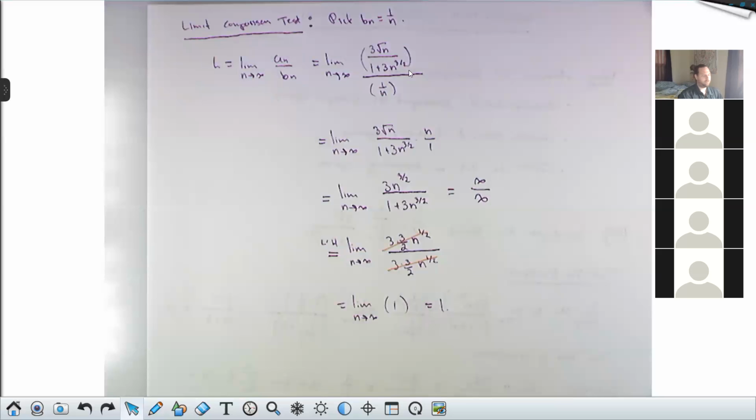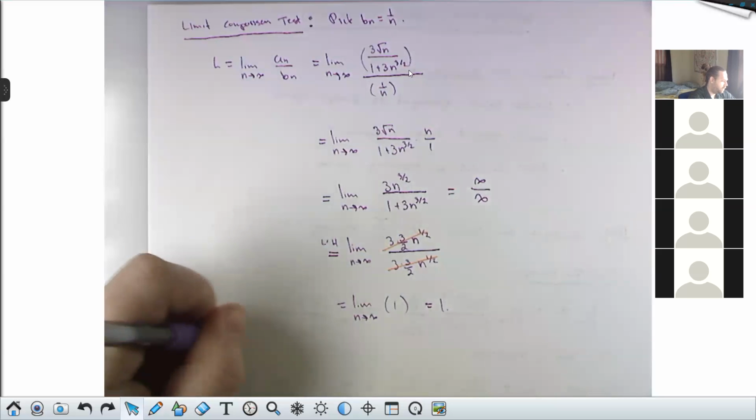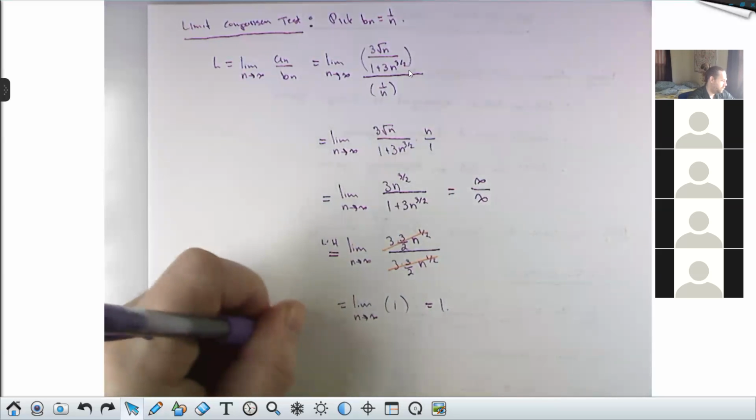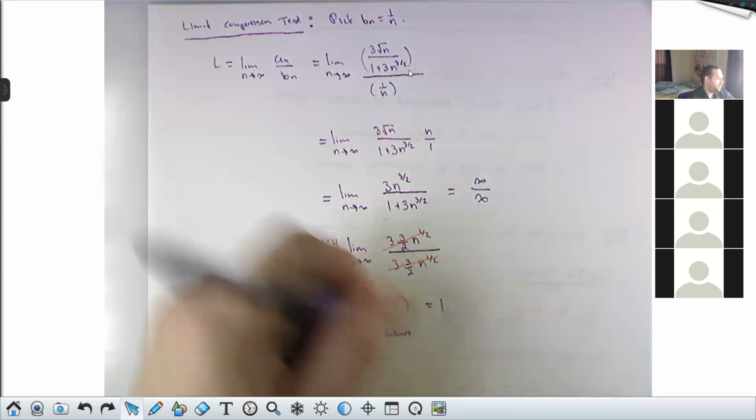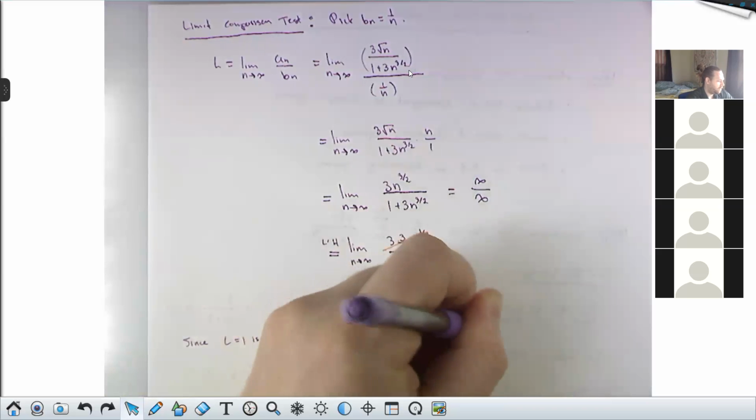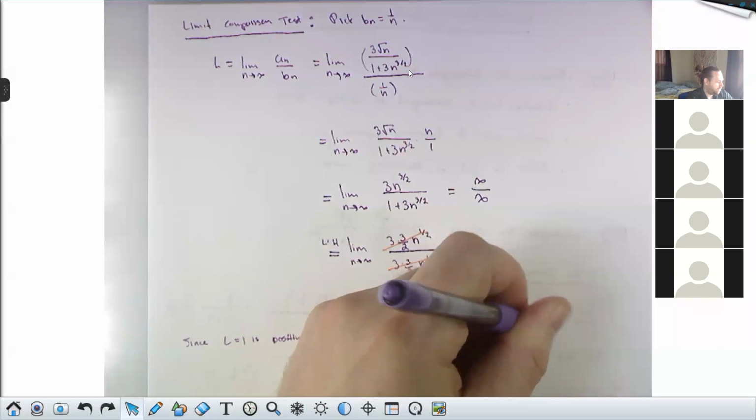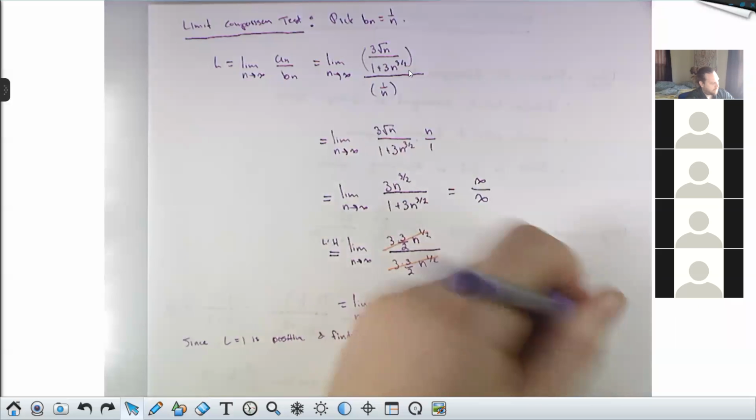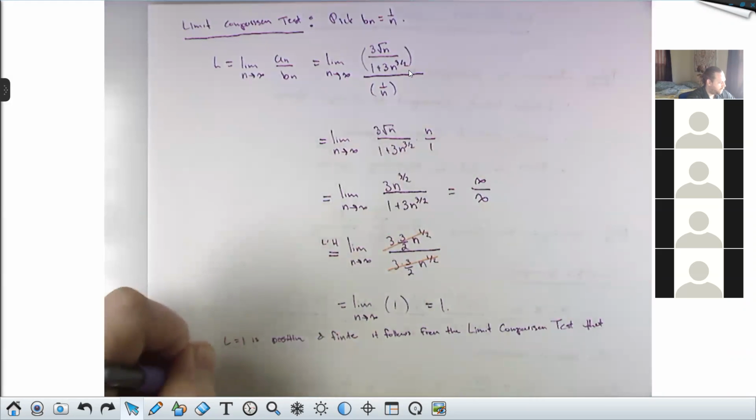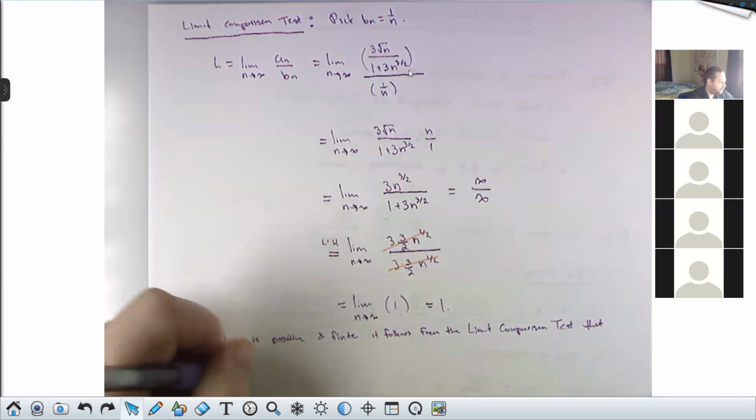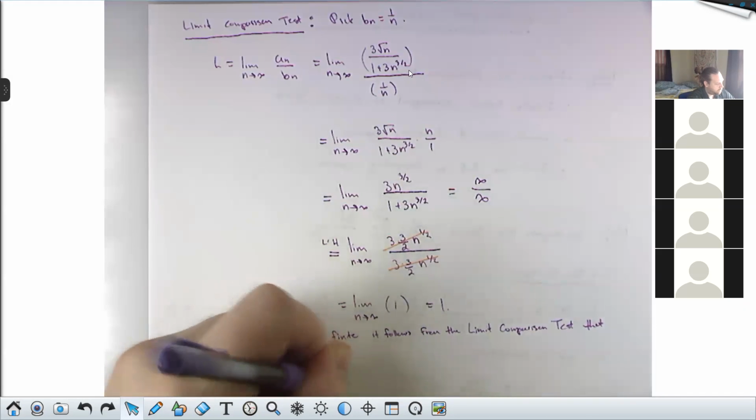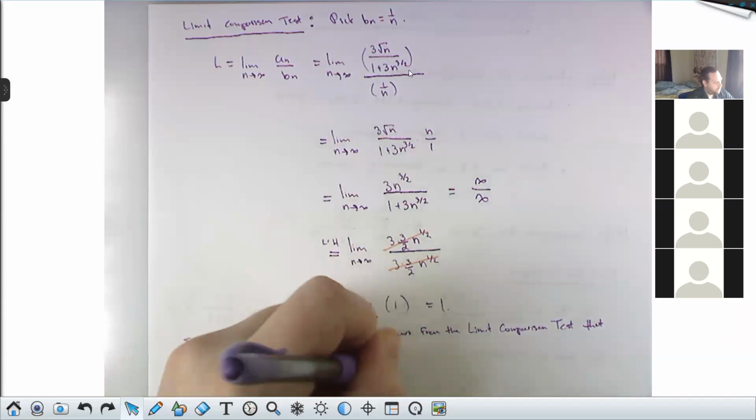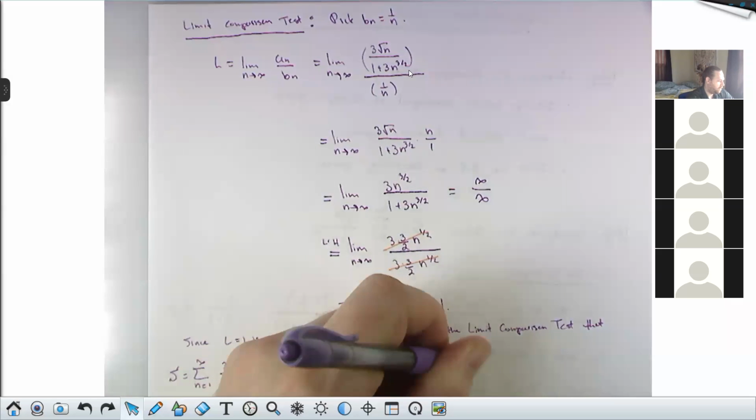Yeah, very good. The two series in question, since L equals 1 is positive and finite, it follows from the limit comparison test that the two series, sigma n equals 1 to infinity of 3 root n over 1 plus 3 n to the 3 halves, and the series I'm comparing with, sigma n from 1 to infinity of 1 over n, converge or diverge together.